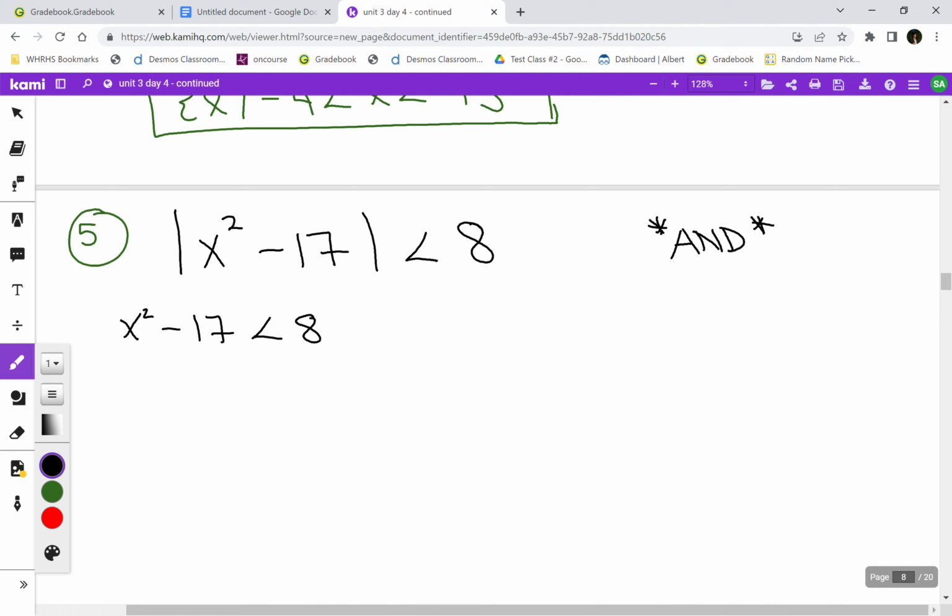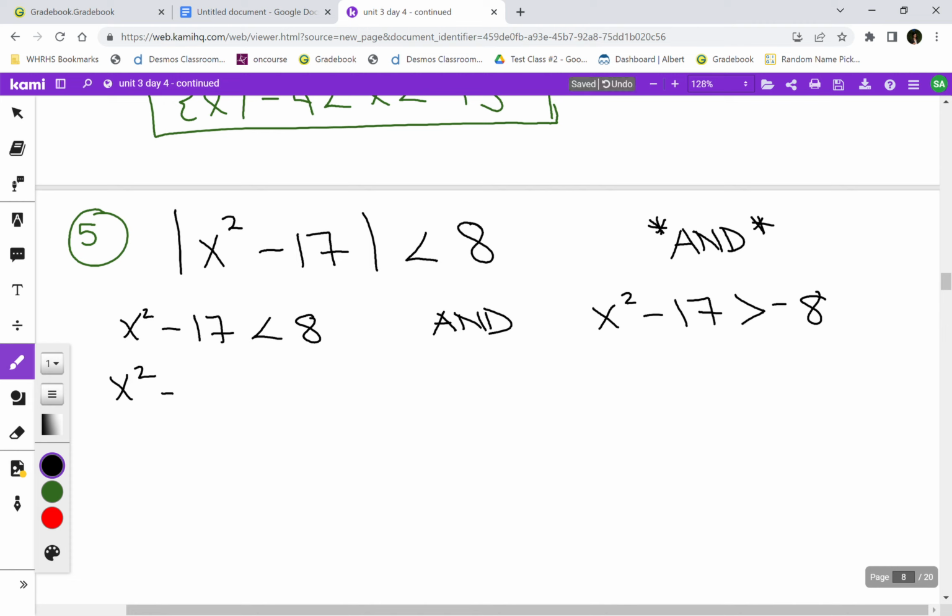Good. X squared minus 17 is less than 8. I'm going to put the word and in the middle. What's the next inequality I'm writing down? Julia? Greater than what? Negative 8. Perfect. All right, let's go ahead, move these over so we can factor.